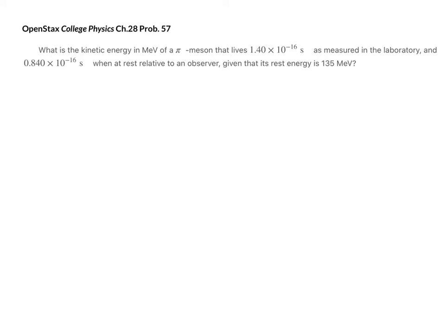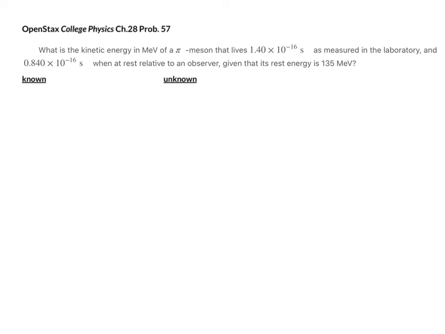Let's look at problem 57 from OpenStax College Physics, Chapter 28. What is the kinetic energy in mega electron volts of a pi meson that lives 1.4 times 10 to the negative 16 seconds as measured in the lab and 0.84 times 10 to the negative 16 seconds when at rest relative to an observer, given that its rest energy is 135 mega electron volts?